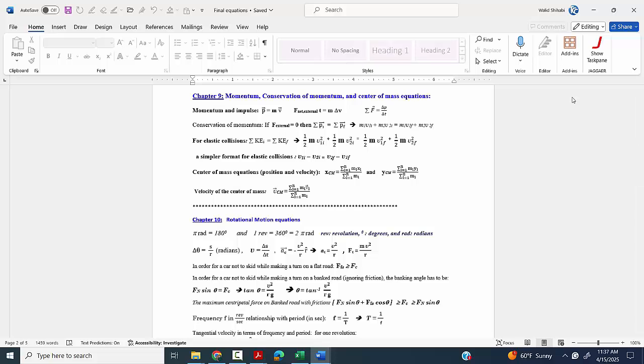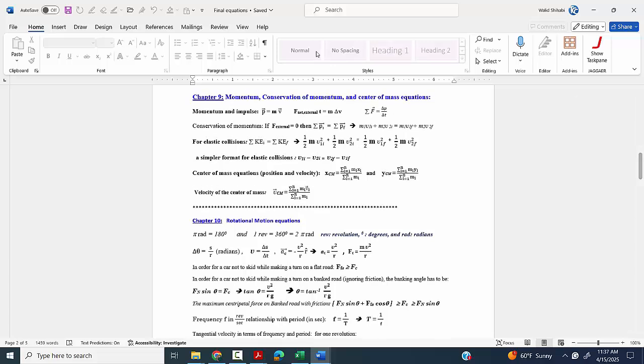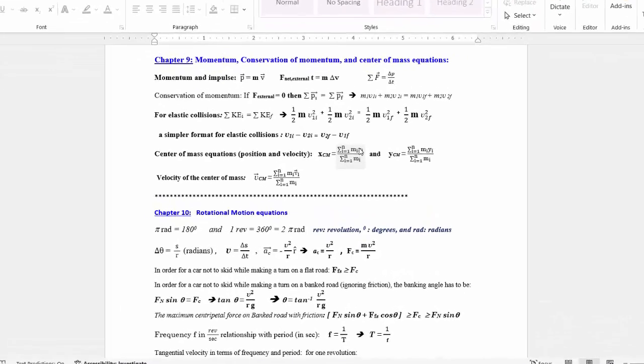Hello everyone. I will start the review for exam 3 from the formula sheet, chapters 9, 10, 11, and 12, which are the content of exam 3. The important thing about the formula sheet is that it has all the equations that you need to solve any problem in the exam. You just need to know how to use those formulas.